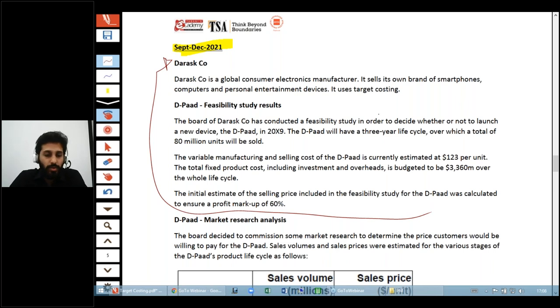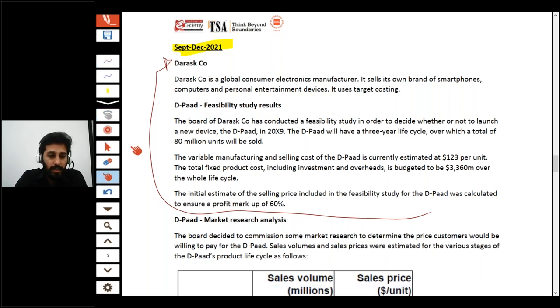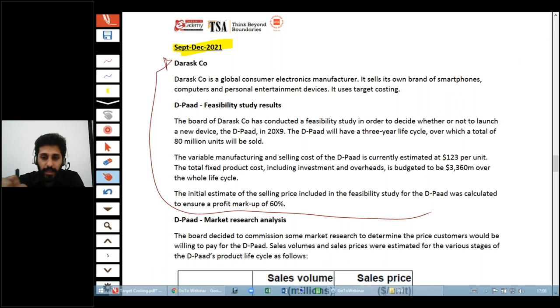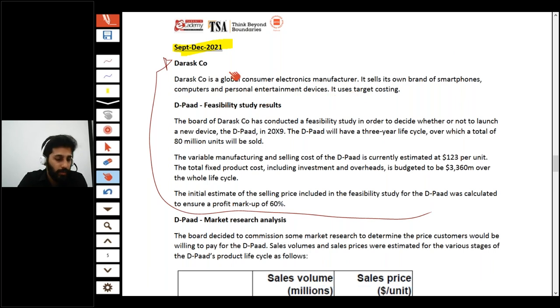All right, now I'm going to read this question. Darask is a global consumer electronics manufacturer. It sells its own brand of smartphones. Main point is that they are using target costing. D-pad feasibility study results. The board of Darask Co.